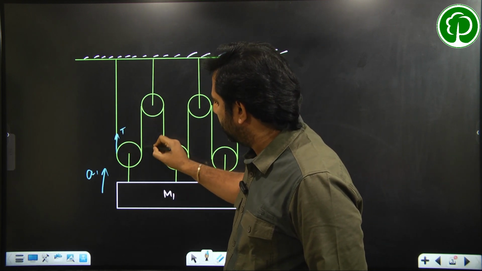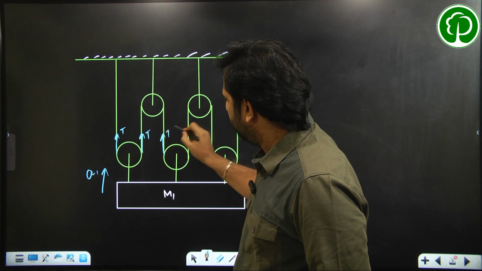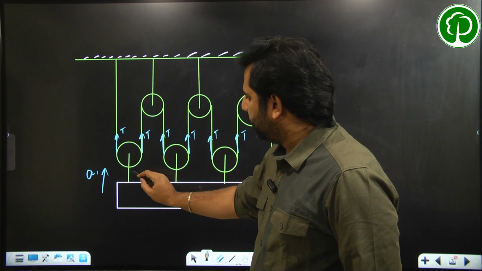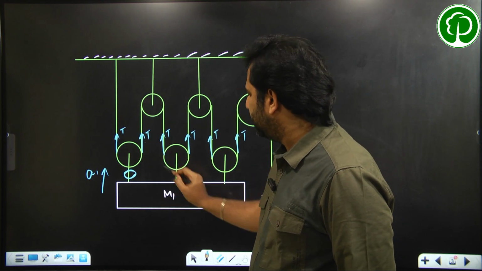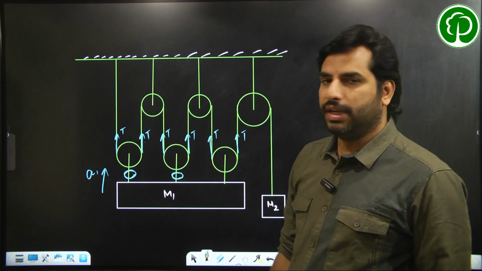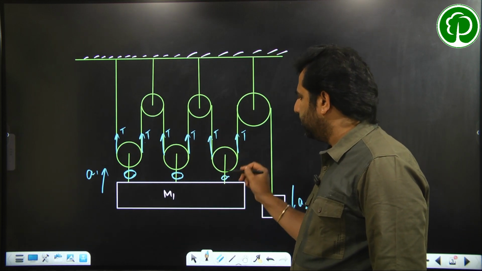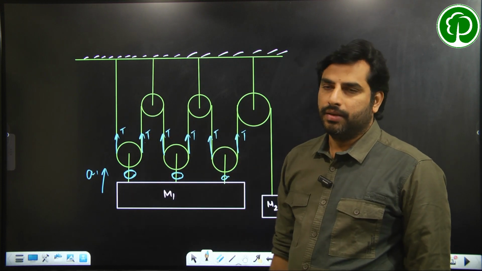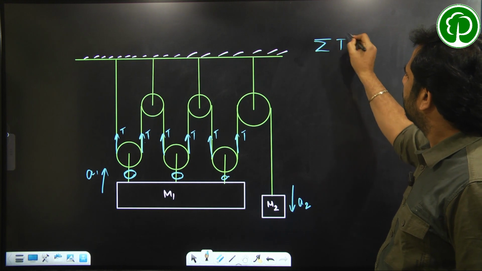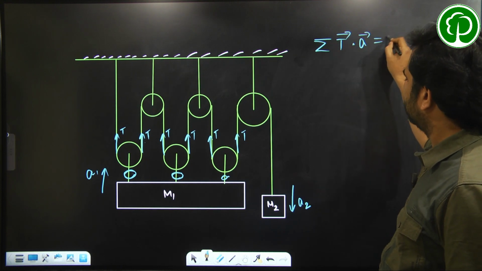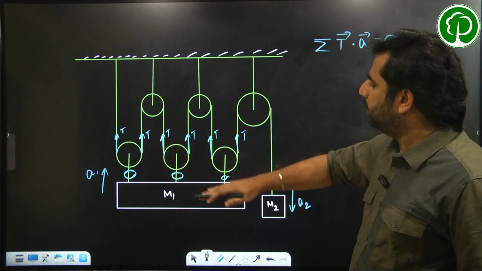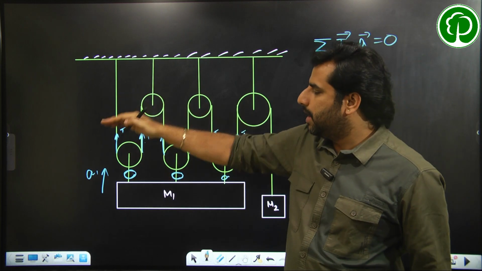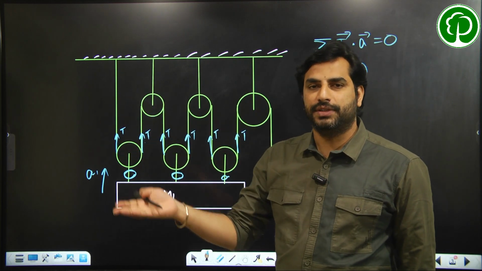So the tension in the string, you can take as T and T and T, T, T. Suppose you take the tension in this string to be T1, T1 is equal to 2T. If you take the tension in this string to be T2, T2 is equal to 2T. Similarly, T3 is equal to 2T. Total 6T upwards is acting on this big block M1. So sigma T bar dot A bar is 0. So 6T into A1. The angle between 6T and A1 is 0 because both are directed upwards.